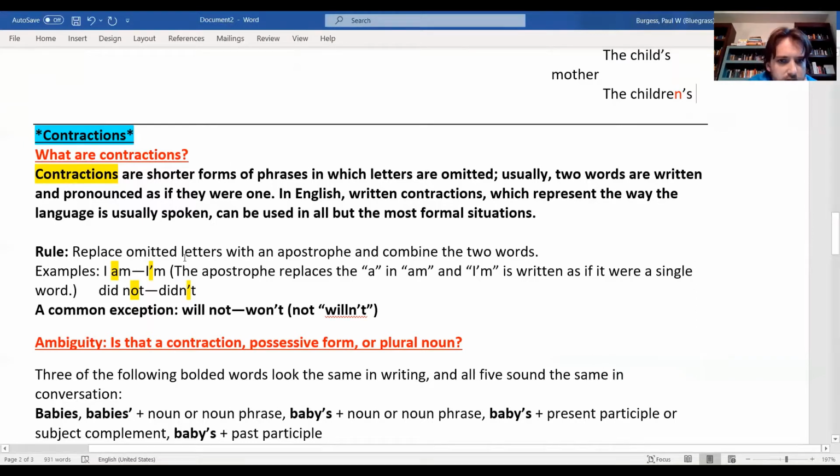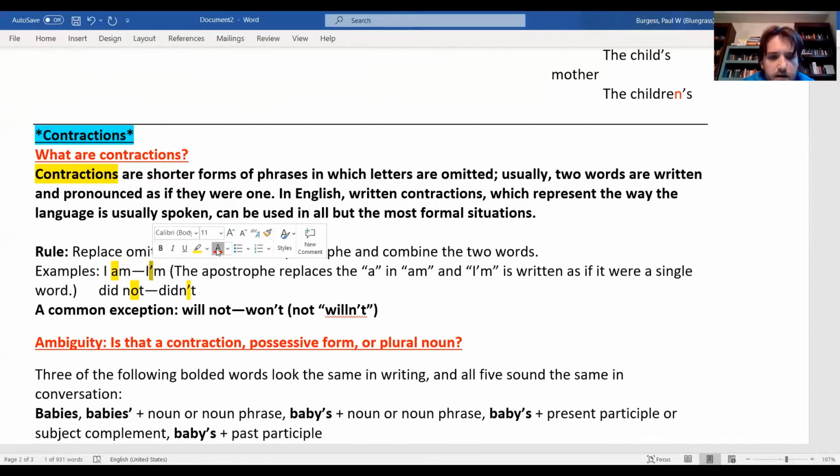Okay, so apostrophes are these forms of shorter phrases in which letters are omitted. Usually two words are written and pronounced as if they were one. All right, so you replace omitted letters with the apostrophe. I am, I'm. Notice it becomes smashed together like one word, okay?